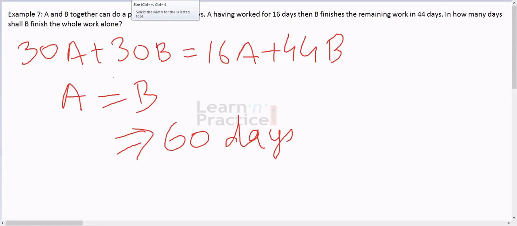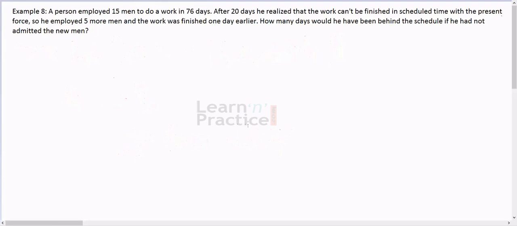Now let's move to the next question, question number 8. A person employed 15 men to do a work in 76 days. After 20 days, he realized that the work can't be finished in scheduled time with the present force. So he employed 5 more men, and the work was finished one day earlier. How many days would he have been behind the schedule if he had not admitted the new men?